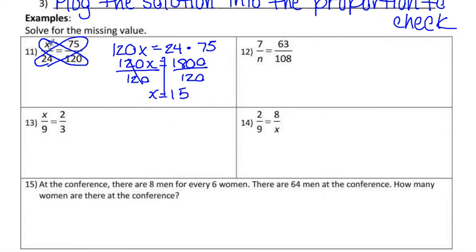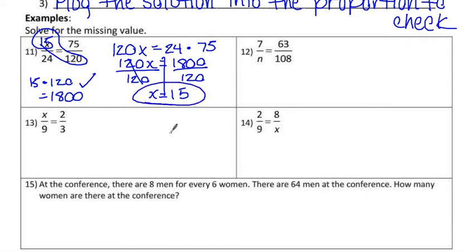Now I'm going to check that. If I plug in to this proportion and make x 15, and I cross multiply this again, that's going to be 15 times 120. 15 times 120, if you check that, is going to equal 1,800, which is what the other side equaled here. So in that case, that is true for my check step. So 15 is the solution for x.